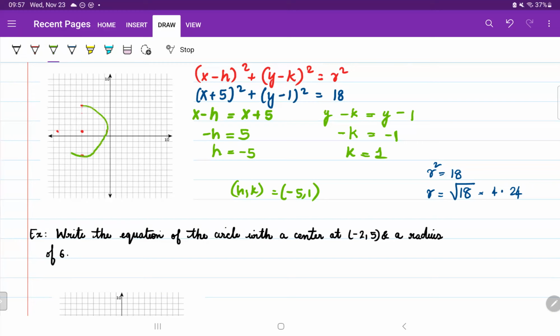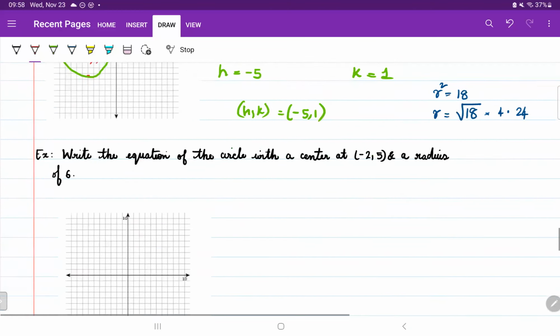And we just join all our points. And that is our circle with radius minus 5, comma 1. Sorry, with the center minus 5, comma 1 and the radius, which is 4.24 units. Okay.